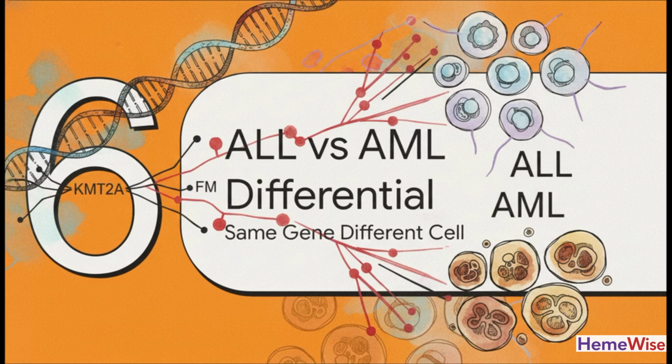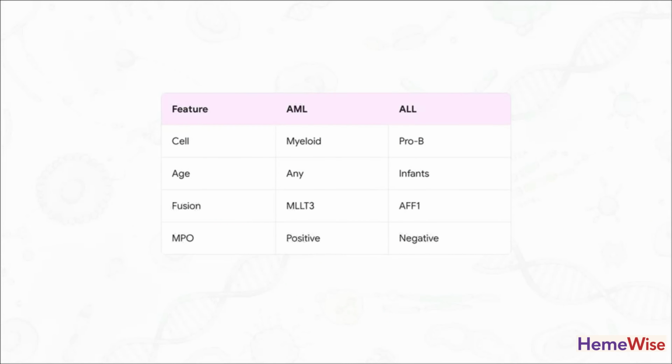Finally, Section 6, differential, ALL versus AML. Both of these leukemias share the exact same 11q23.3 abnormality, the same HOXA9 activation, and the same menin dependence. But notice how this exact same underlying molecular mechanism creates vastly different diseases depending entirely on which stem cell actually acquires the fusion. If a myeloid precursor gets it, you see AML.